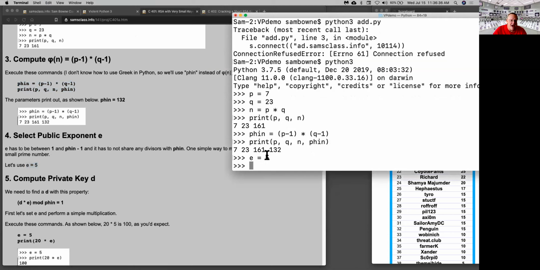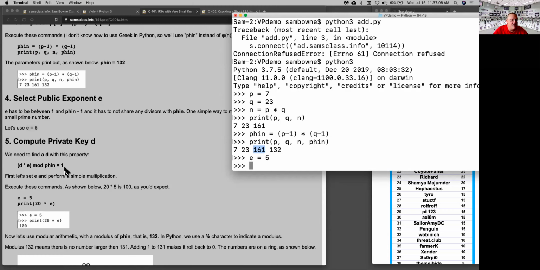So E and N, which is 5 and 161, is the public key people use to encrypt data coming into you. And to decrypt it, you have to find this number D, which has the property that D times E is 1 modulus phi, which means it will get you around all the usable numbers and back to 1. So if I encrypt something with E, if I further multiply it by D, it will now turn into the plain text because that undoes the encryption. So you have to find a D that satisfies this property.